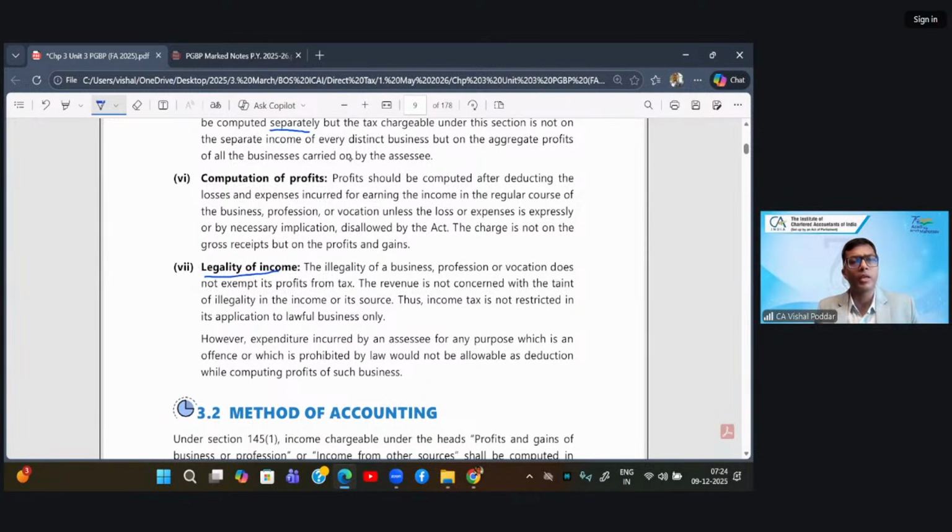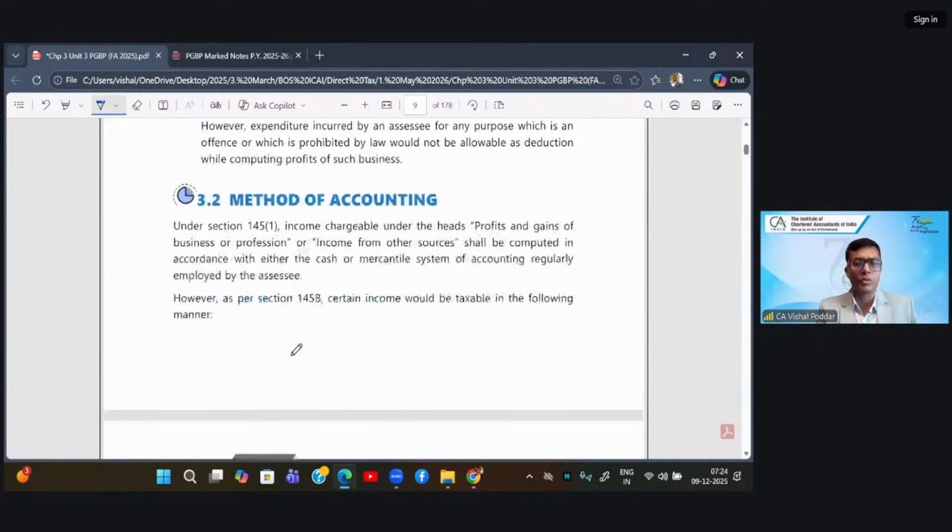Importantly, the entire income tax law has nothing to do with the nature of income. So income tax is not restricted only to where your activity is lawful. Even if your activity is unlawful and your revenue is arising out of some illegal source, still it will be taxed under the head business or under the respective head to which it belongs.